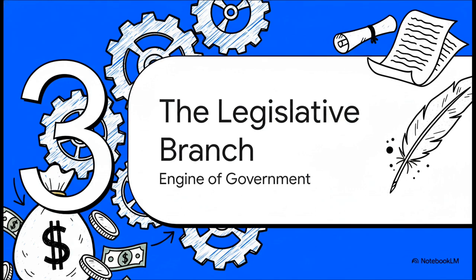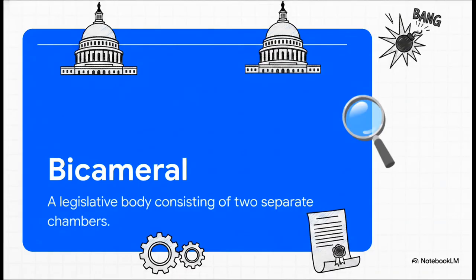Okay, let's head into Section 3, the legislative branch. This is often called the engine of the government. Why the engine? Because this branch holds the power of the purse, meaning they control federal spending, and the power of the pen, meaning they're the ones actually writing the laws.